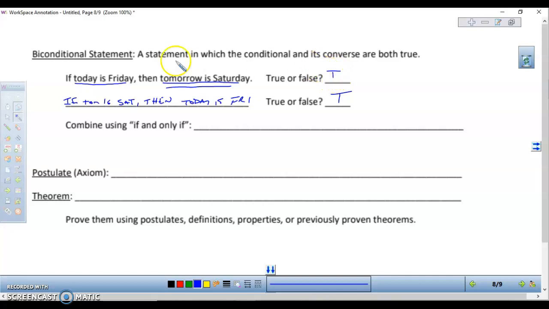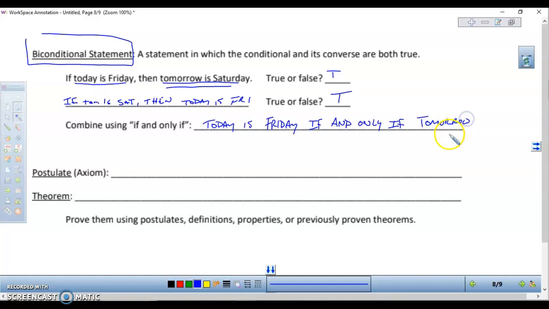And if that is the case, you can write that as one statement called a biconditional, and it's powerful in logic and deductive reasoning because it means that statement works in both directions. So you would say, today is Friday, if and only if tomorrow is Saturday. If you read if and only if, that means the statement goes in both directions.